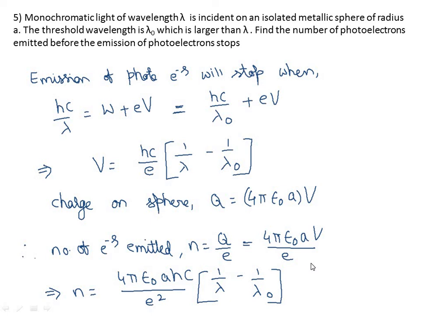Then the emission of photoelectrons will stop when hc by lambda is equal to W plus eV. Hope you got all this. E equal to h nu, and from there I wrote this hc by lambda. Nu is nothing but c by lambda, while this should be equal to the work, that was clear.